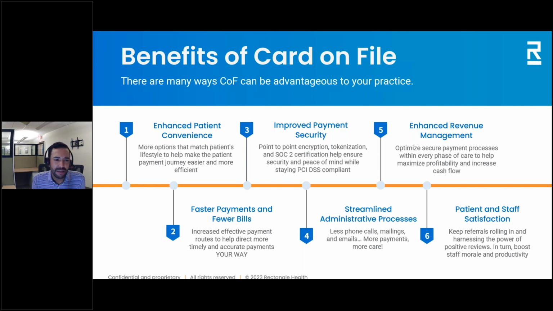Improved security, like we mentioned, that point-to-point encryption, also called P2PE, tokenization, being able to scramble and mix up those numbers so that you can never get to the real number, SOC 2 certification. All of these help ensure and create that environment of peace of mind and tranquility when it comes down to being PCI compliant and keeping those cards on file, and just ushering and fostering that environment of digitization, automation, and streamlined capability.